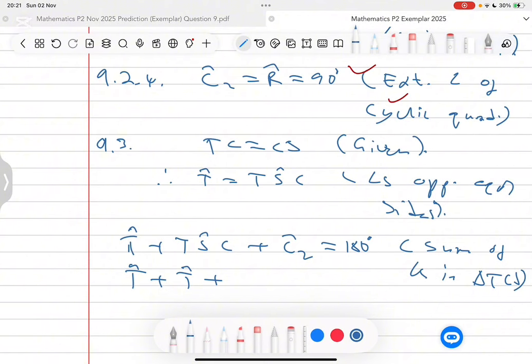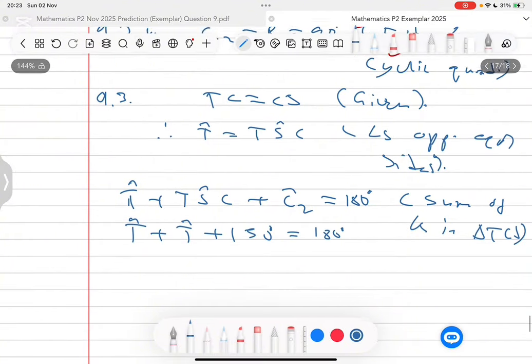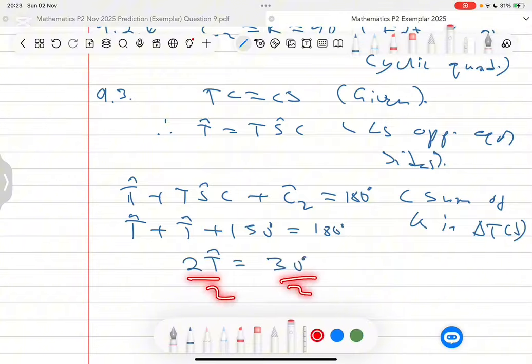But now in terms of our C2, we know that it is 150 degrees because we have done that at the top. And here we have 180. Now at this stage, I'm going to have 2T is equal to 180 minus 150, which should give me 30 degrees. And we are now going to divide both sides by 2, so that I have here angle T is equal to half of 30, which must be 15 degrees.